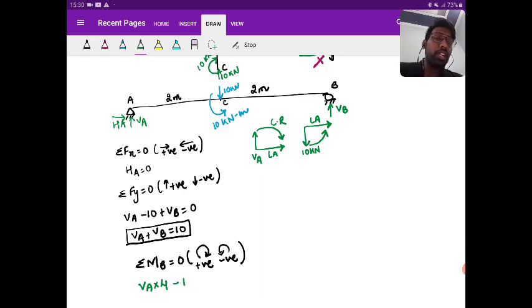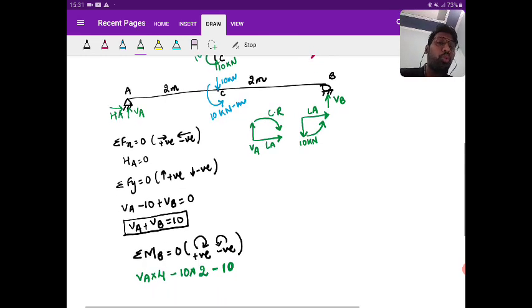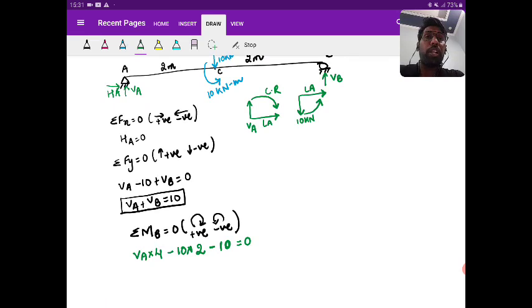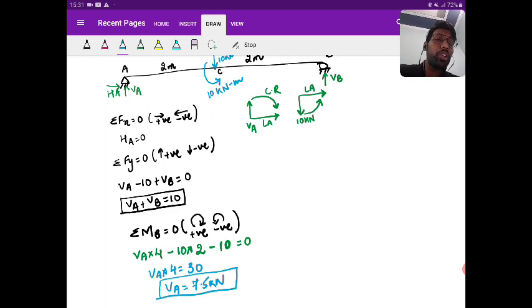So minus 10 into what is the distance? 2. Now there is a concentrated moment of 10 kilonewton meter, and that is anti-clockwise. So anti-clockwise is negative. So minus 10. No lever arm you should multiply. You should not multiply with 2 because it is already a moment, and this is equal to 0. Yes. So from here what you are going to get, VA into 4 is equal to 30 and VA is equal to 7.5 kilonewton. This is your VA.